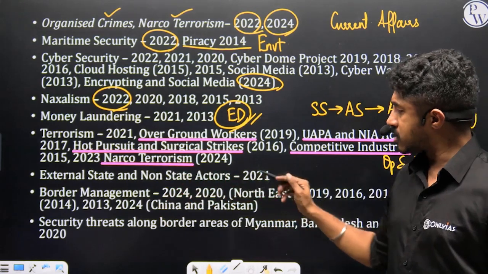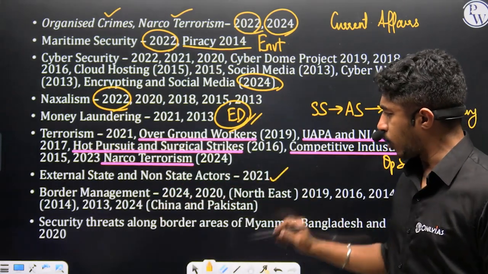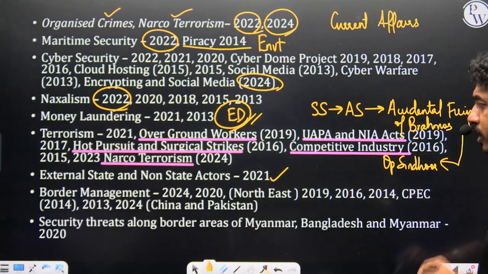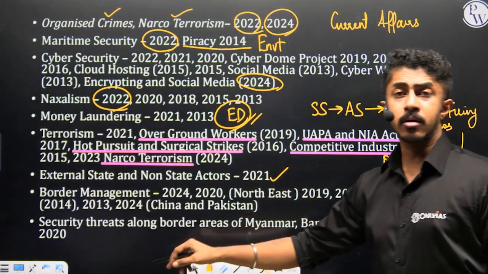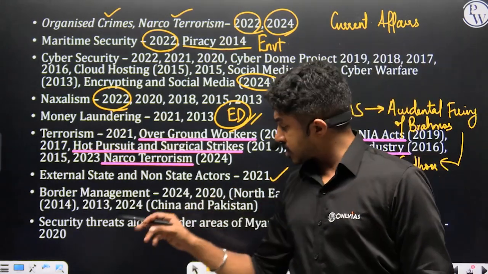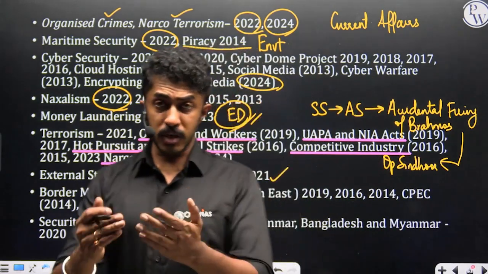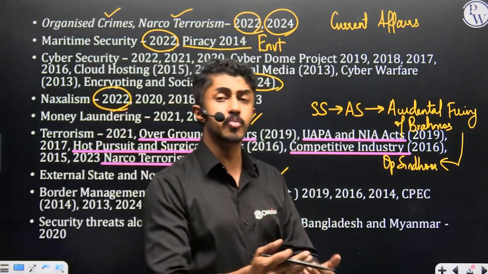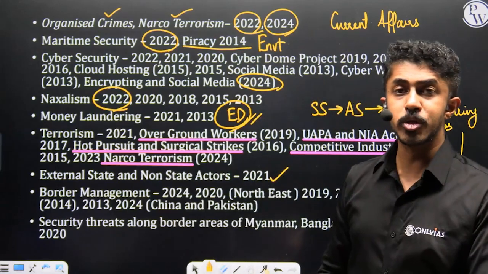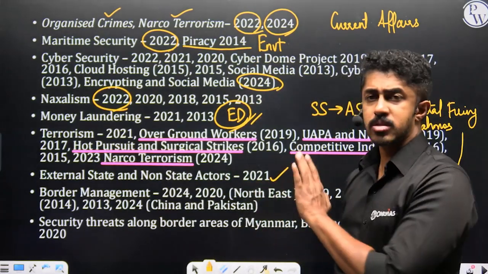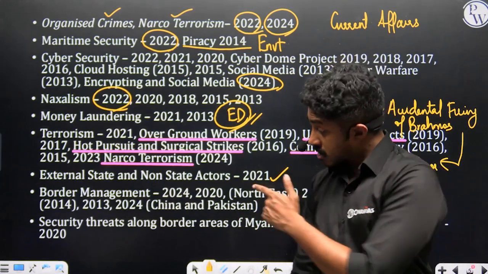External state and non-state actors, which was asked in 2021. Border management: 24, 20, 19, 16, 14, 13 and 24 again. And China and Pakistan, the question that had come in 2024 was literally the static topic. Like what is the outstanding issue, or the contentious issues between China and Pakistan when it comes to border. So that is the same point what has come over here.